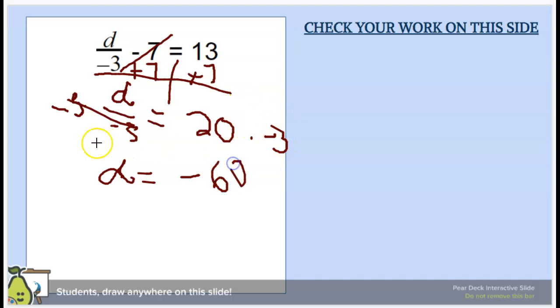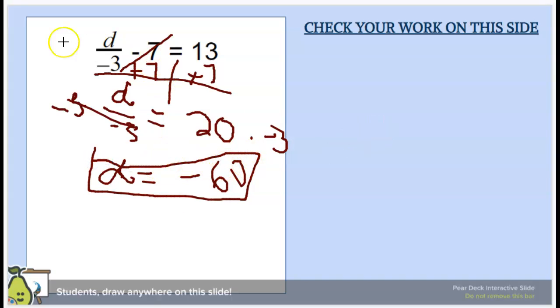So this would be a negative 60. And if I plug it in, negative divided by a negative is a positive. 60 divided by 3 is 20. And 20 minus 7 is 13. So it does check out.